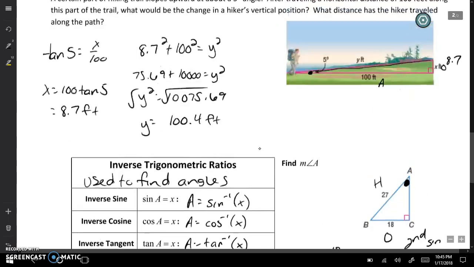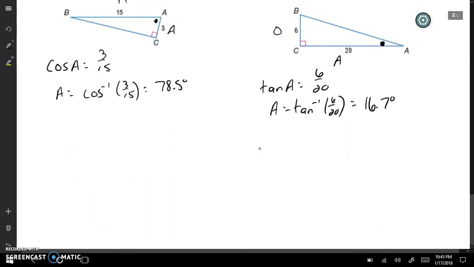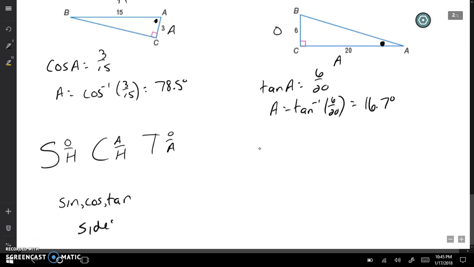Okay. So that's trig day 1. We'll talk more about it Thursday. Things to remember. So, SOH CAH TOA. You use sine, cosine, tangent to find sides. And you use inverse sine, inverse cosine, and inverse tangent to find angles.